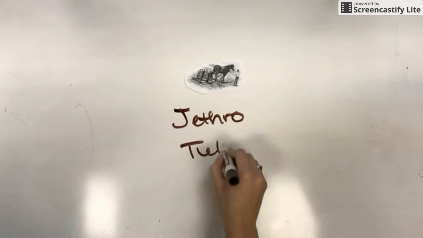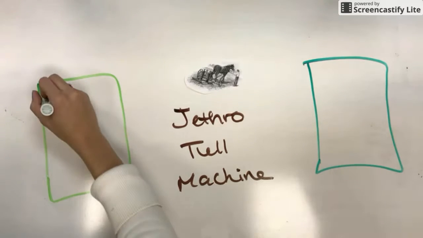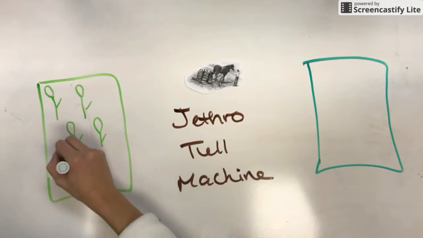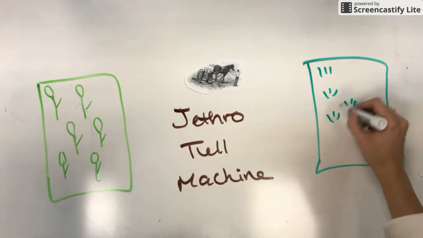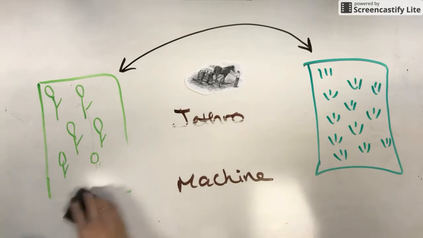The Jethro Tull machine made farming efficient by making it easier to farm. Without this machine, farmers had to walk the fields spreading their seed. It also helped farmers with crop rotation. Crop rotation helps prevent soil erosion, prevents diseases and insects, and also enriches the soil.